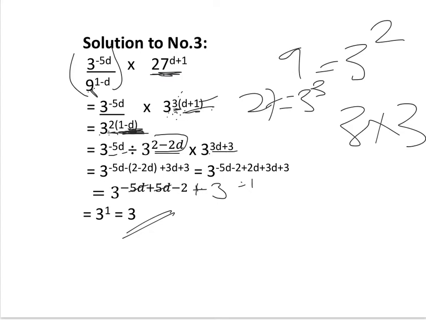Note what happened here. This minus sign was used to open up this bracket. So minus times 2 is minus 2, and minus times minus 2d is equal to plus 2d. So that is how we arrived at this minus 2 plus 2d. And when you add and subtract, you have your answer to be 3.